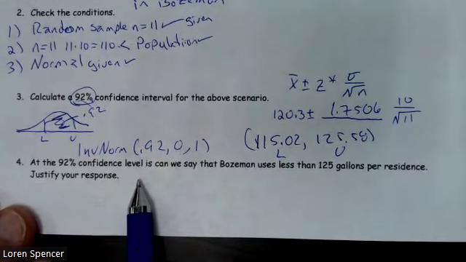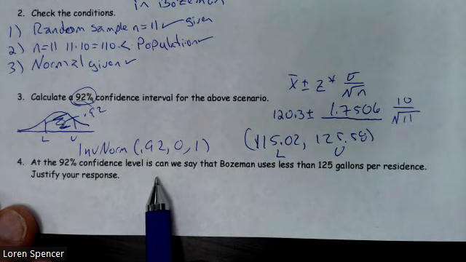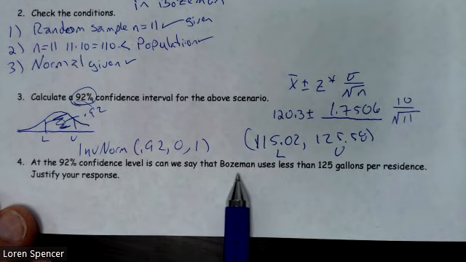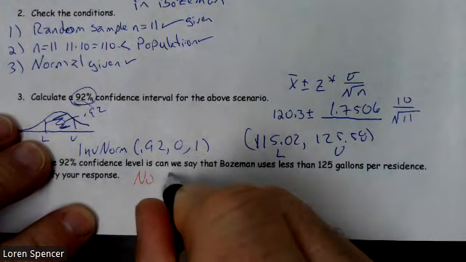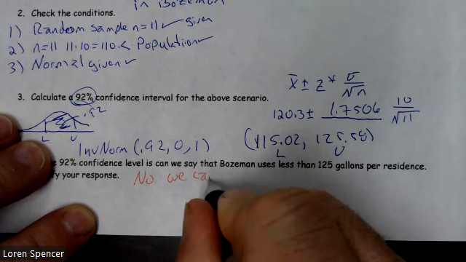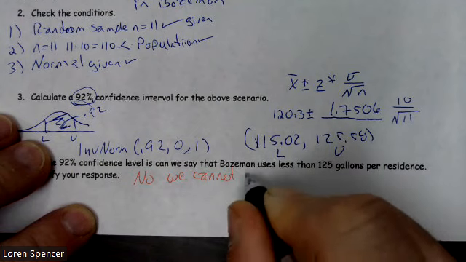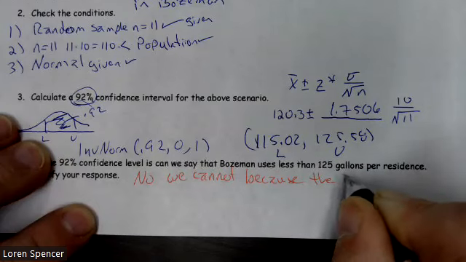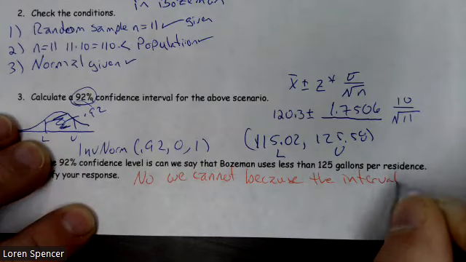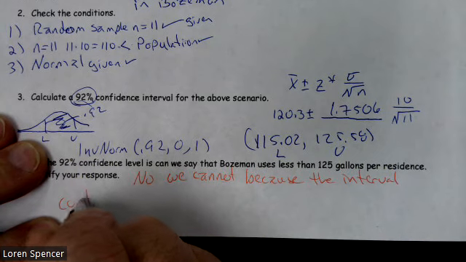All right, so at the 92% confidence level, can we say that Bozeman uses less than 125 gallons? And it's like, no, we cannot, because the interval contains 125.